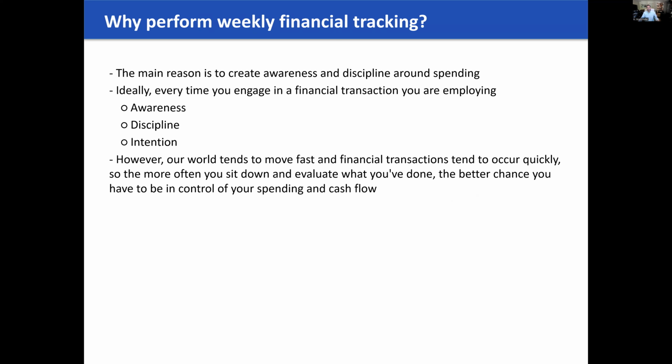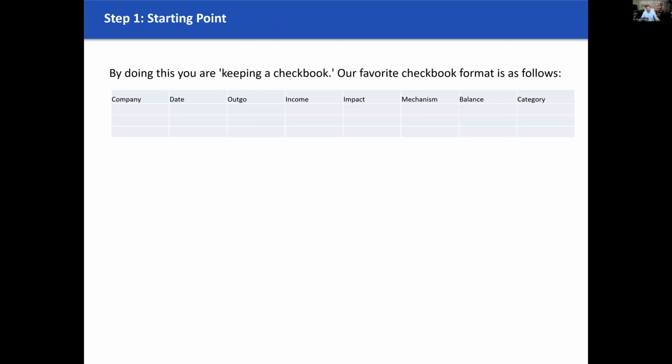The main reason we do this is to create awareness and discipline around our spending. Ideally, every time you engage in a financial transaction, you're employing awareness and discipline and intention in a world that moves very quickly. We have Apple Pay, where you can just walk into Whole Foods, make a purchase, ding, you tap your phone and you keep moving and you don't even realize, hey, I just made a decision to spend some money. And we always want to be somewhat aware of that decision so that we can be intentional about what we're spending on.